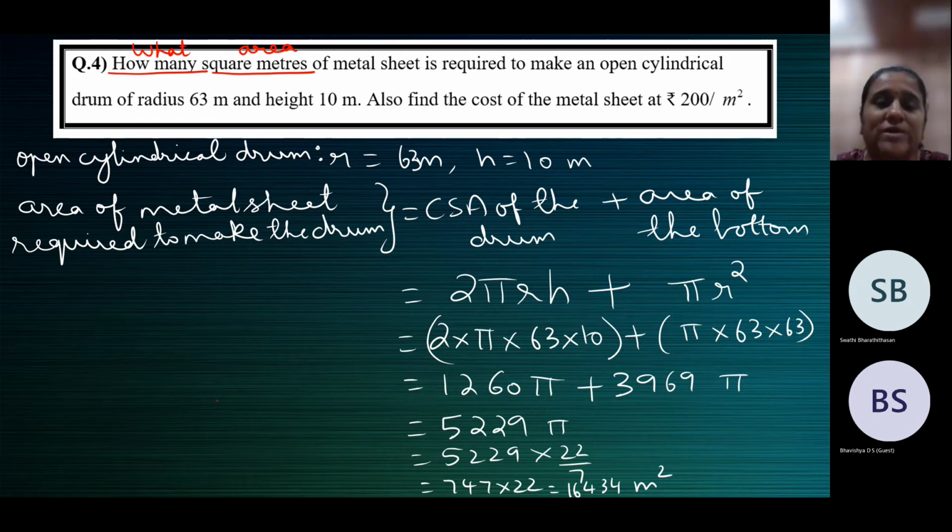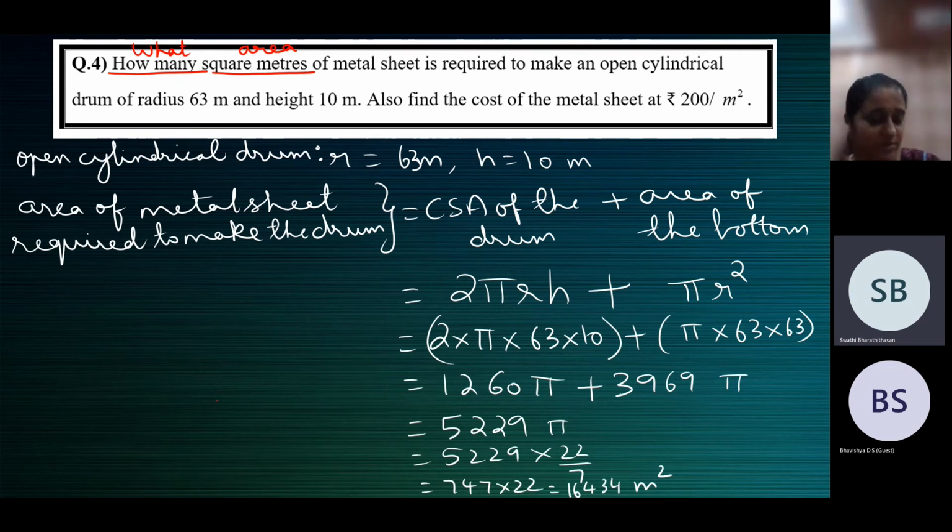This is the area of metal sheet you need to make this drum of radius 63 meters and height 10 meters. Now you need to find the cost. You have to go to the market and buy so much metal sheet. You need to purchase 16,434 meters square. So what will be your total cost? The shopkeeper says for 1 meter square, you pay 200 rupees. For 2 meters square, 400 rupees. 3 meters square, 600 rupees. Then for 16,434 meters square, you will pay 16,434 into 200 rupees.